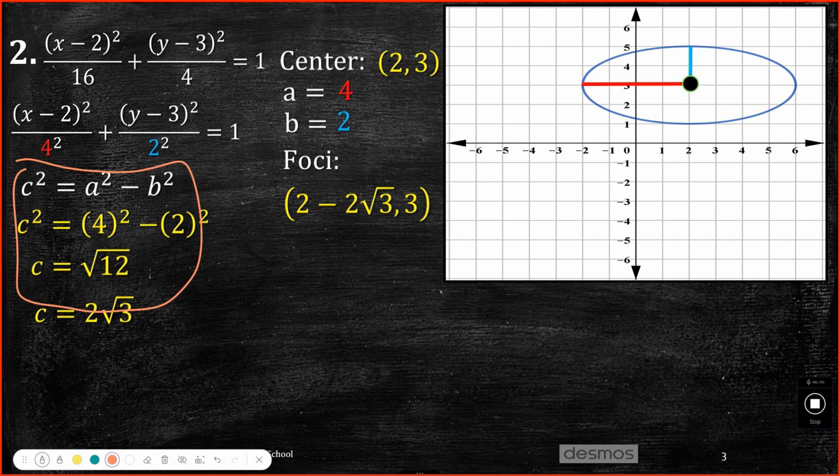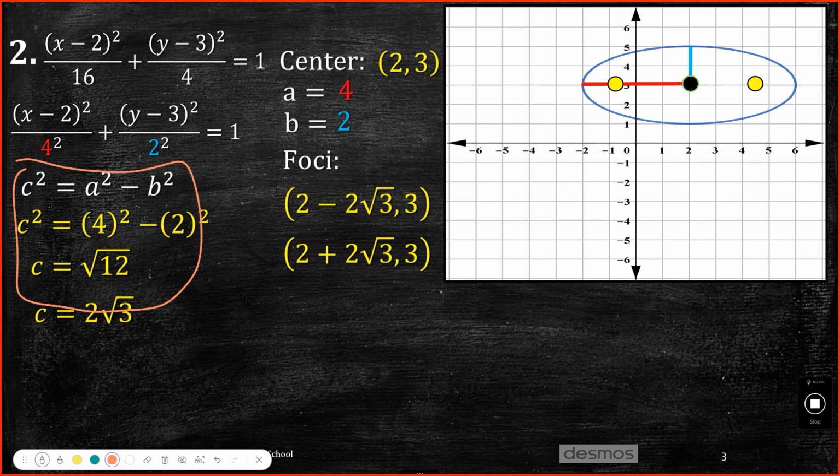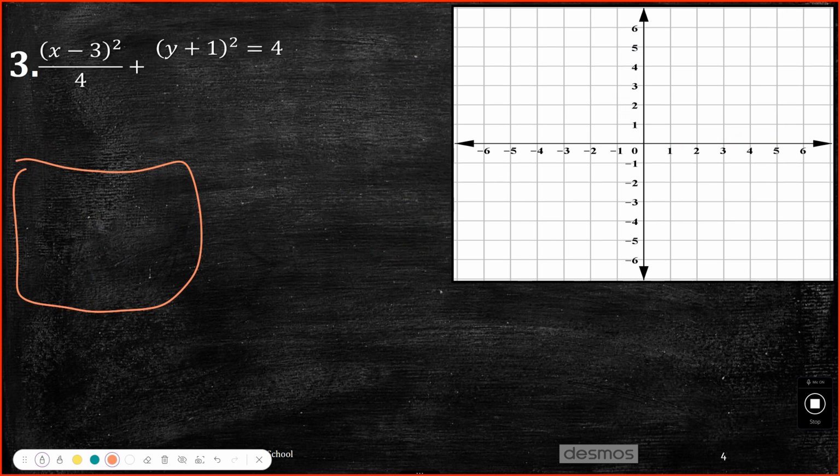But anyway, the left one is 2 minus 2 root 3, 3, and the right is 2 plus 2 root 3, 3. The y value is 3. Not that difficult. Let's move on to number 3. If you don't catch everything, you can go to the website.